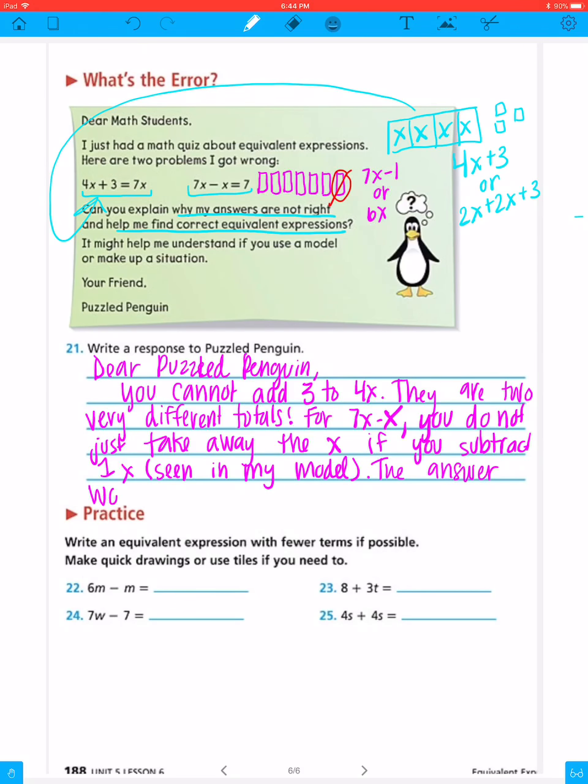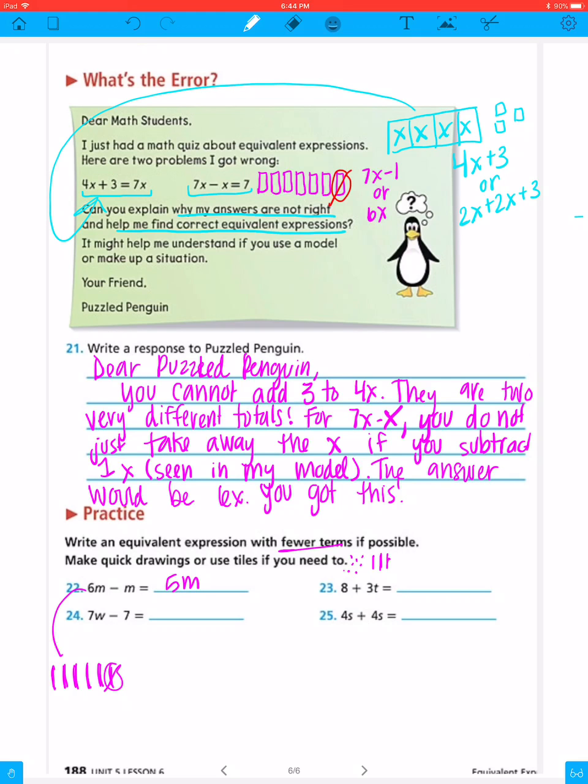And here's some extra practice for 22. I'm still talking while it's writing, but apparently I write slow and talk fast. So for 22, it's 6m minus m. I could find an equivalent expression that would give me 5m. And some of these might not be possible, right? Because I have my 6m, 1, 2, 3, 4, 5, 6. I subtract an m, and I have 5m. Now, number 23 is 8 plus 3t. Yeah, not going to happen. It's not possible. I can't add the 8 to the 3t.